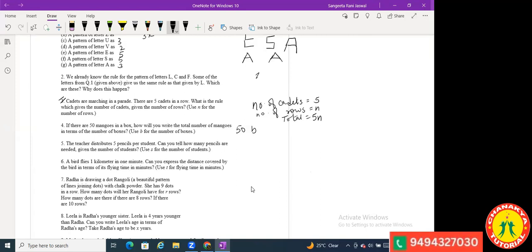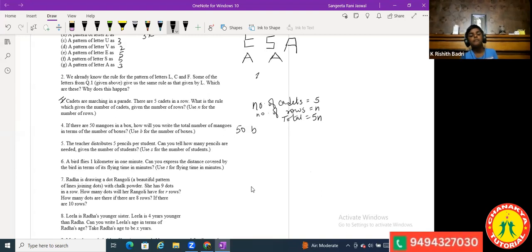Question number 7. Radha is drawing a dot rangoli, a beautiful pattern of lines joining dots, with chalk powder. You all know rangoli. She has 9 dots in a row. How many dots will her rangoli have for R rows? How many dots are there if there are 8 rows? If there are 10 rows? For 8 rows also you have to say, and for 10 rows also you have to say.